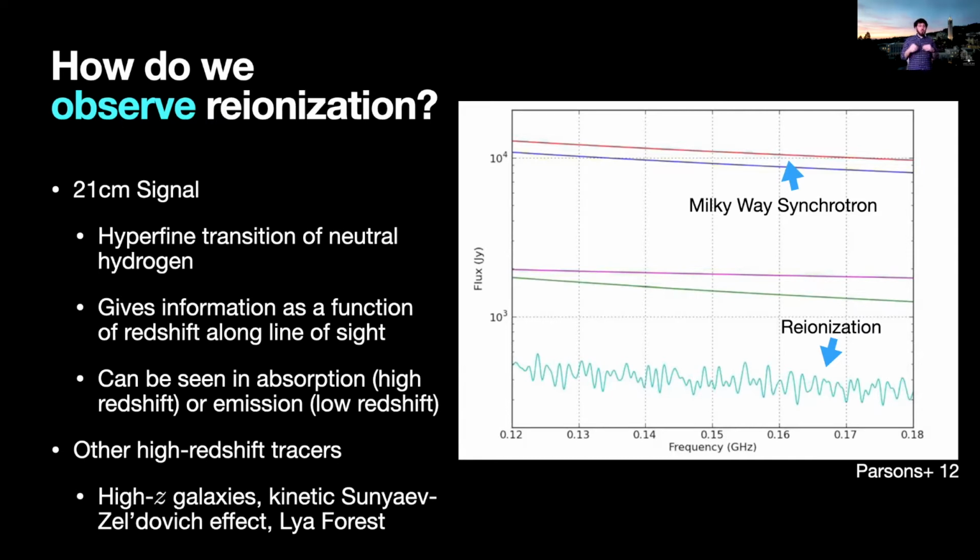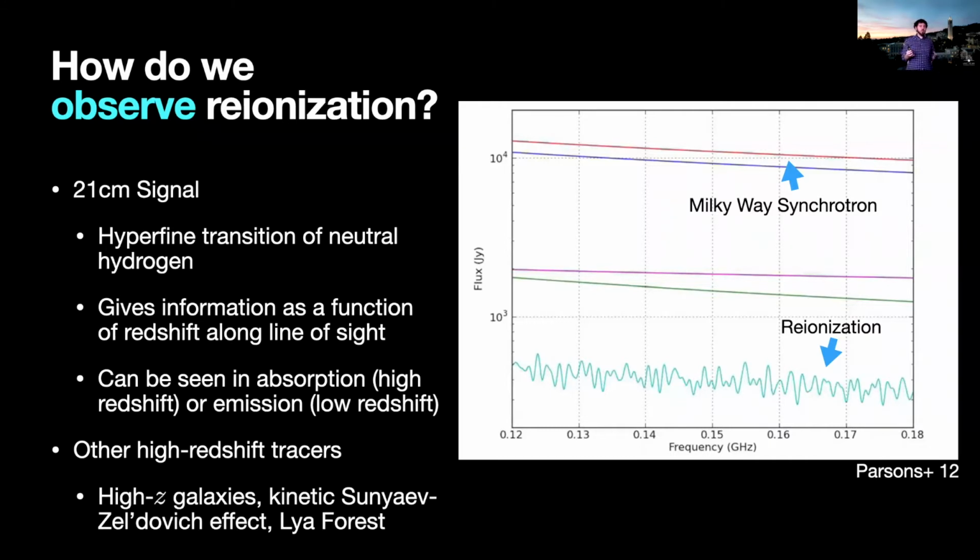Also want to say, of course, there are other ways to observe the high redshift universe: individual galaxies or galaxy surveys with something, say, like the Roman Space Telescope, the kinetic Sunyaev-Zeldovich effect, or kSZ, from the cosmic microwave background, and the Lyman alpha forest from bright quasars.